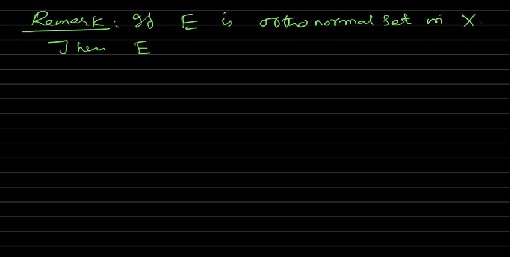So for orthogonal you have to add one more condition, that zero is not in E. Okay, so when you have an orthonormal set, it is understood that zero cannot be in E because orthonormal means that every vector is normal, that means the norm of every vector must be equal to one, so zero is not in E. So then E is linearly independent. So it follows from the previous theorem. Okay, it's very simple.